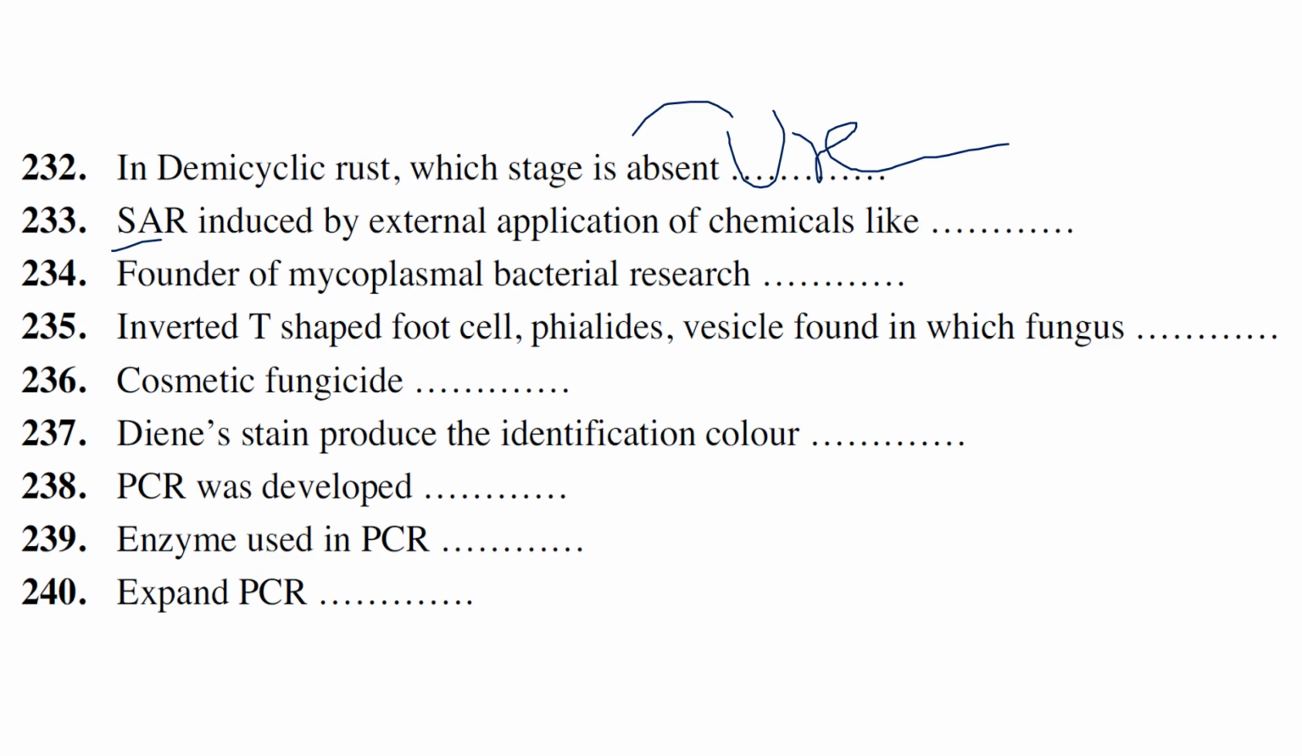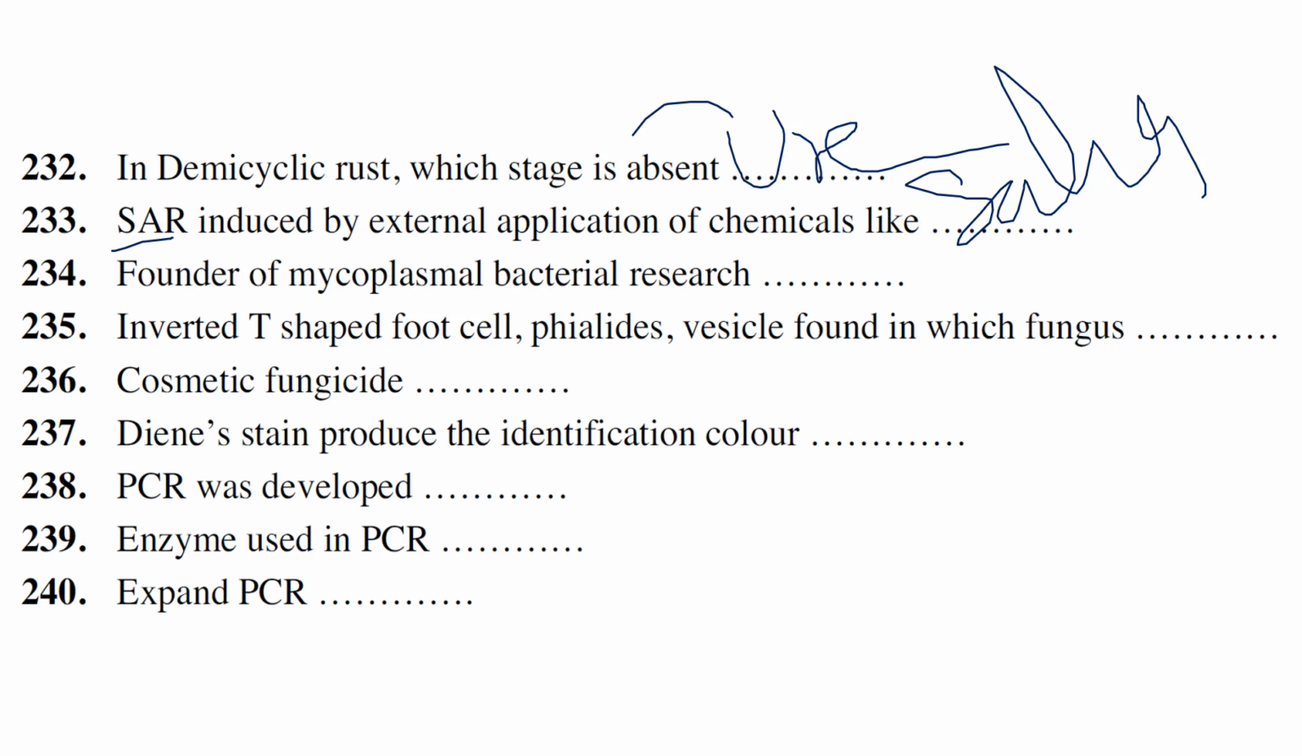So SAR, systemic acquired resistance, is induced by the external application of salicylic acid. So systemic acquired resistance we can activate by the application of salicylic acid. By the application of jasmonic acid and ethylene we can activate ISR, induced systemic resistance.